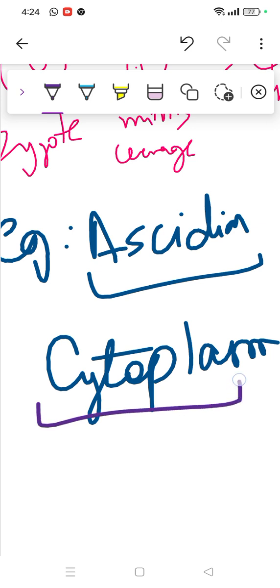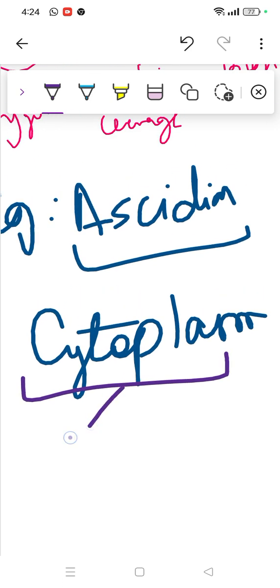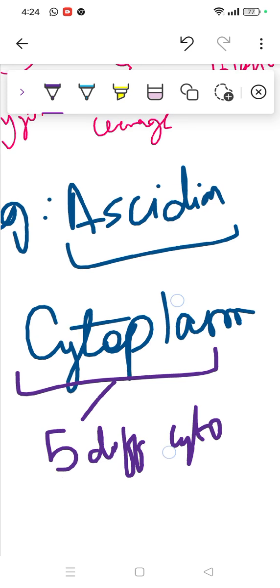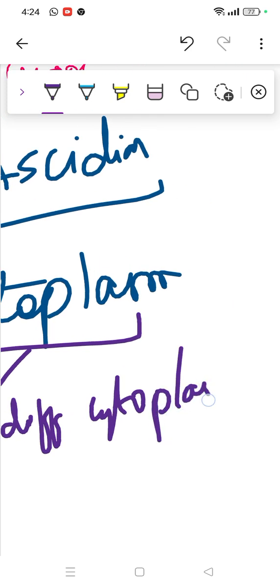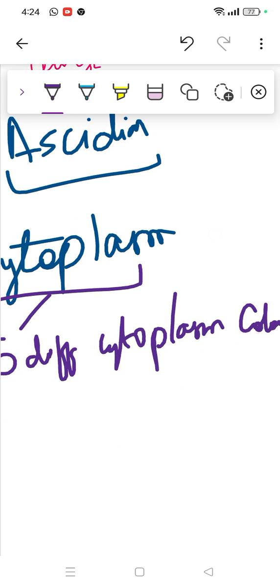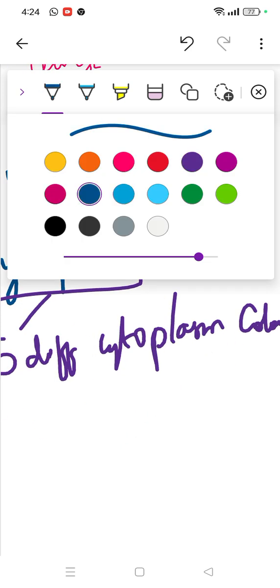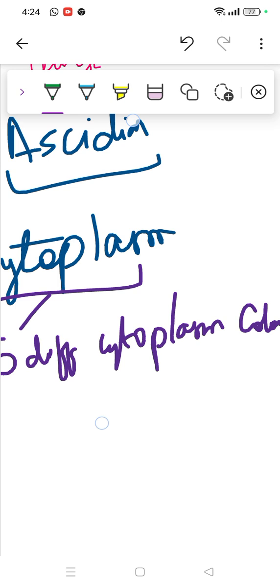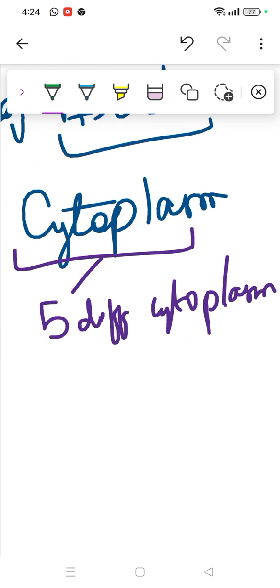So our cytoplasm has 5 different colors. If you're thinking we have only seen white color, you are wrong. Yes, I was also wondering like that, but not now. 5 different cytoplasm colors. Then comes, after this, when you see clear cytoplasm, it means quite transparent or white.